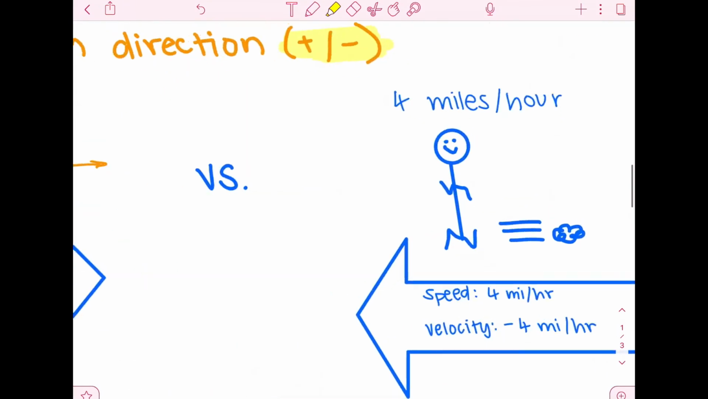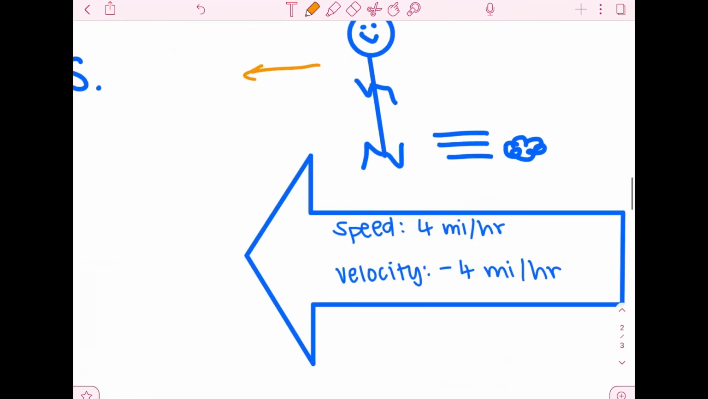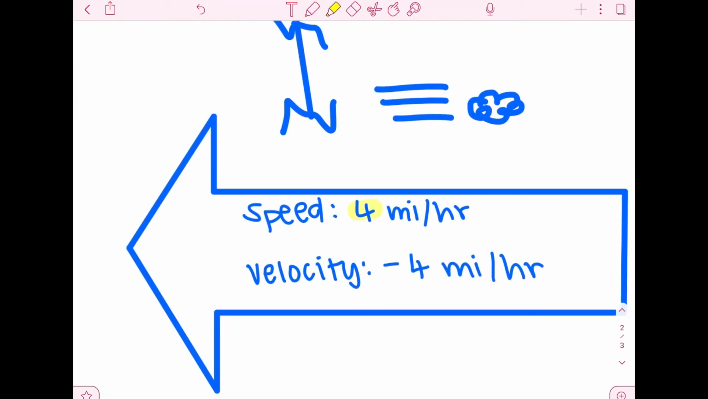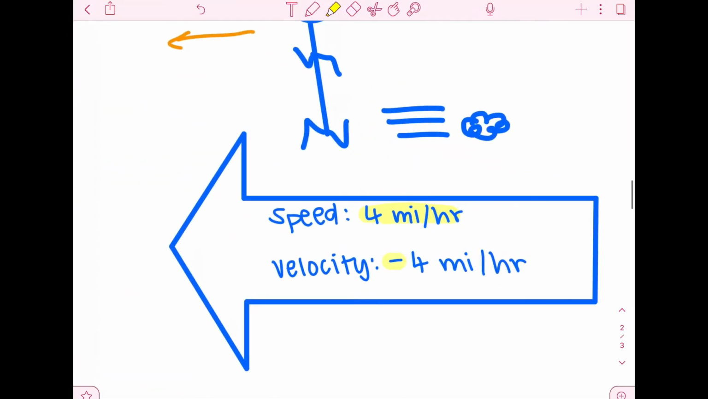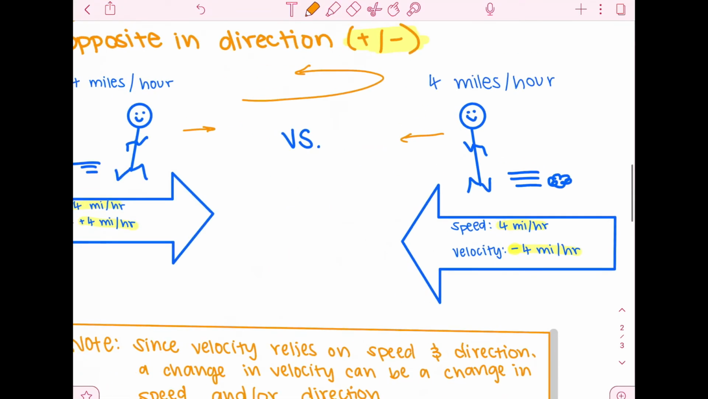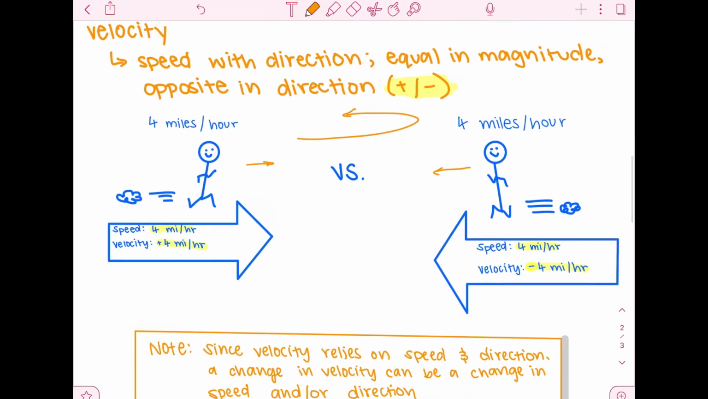But let's say this person decided to turn around, so they did kind of a U-turn, and now they're going this way. The speed is still going to stay the same if they're going at the same speed, but the velocity is going to be negative 4 miles per hour. So notice how we added the negative. Because they turned around, they're going in the opposite direction, which means that our velocity now has to change. And in this diagram, we're assuming that the person is running at a constant 4 miles per hour, even if they change directions.